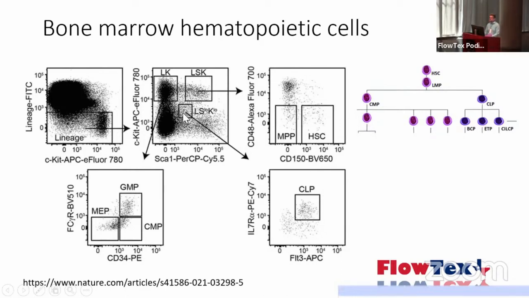And if you happen to sort out maybe that cell right there and you differentiate it in vitro, you're going to get B cells and you're going to get T cells. And that's sort of how all these things were figured out in the first place. So immunology and flow cytometry are linked together. They go hand in hand. I think without the flow cytometer, we'd not know as much as we do about immunology.